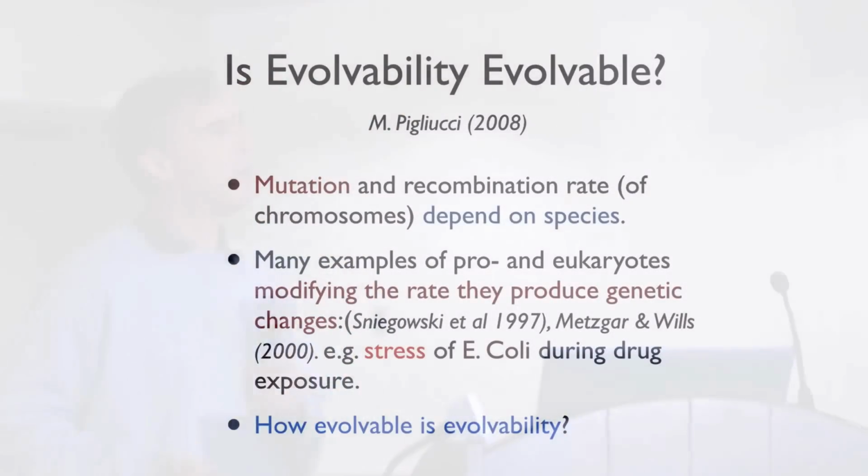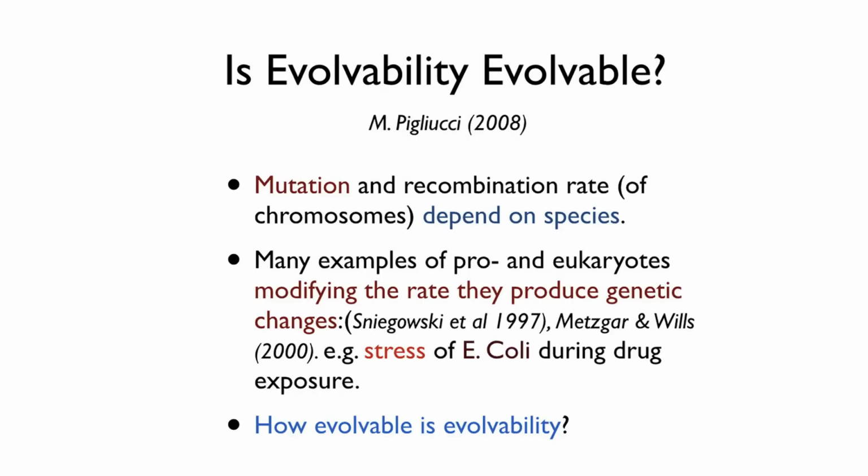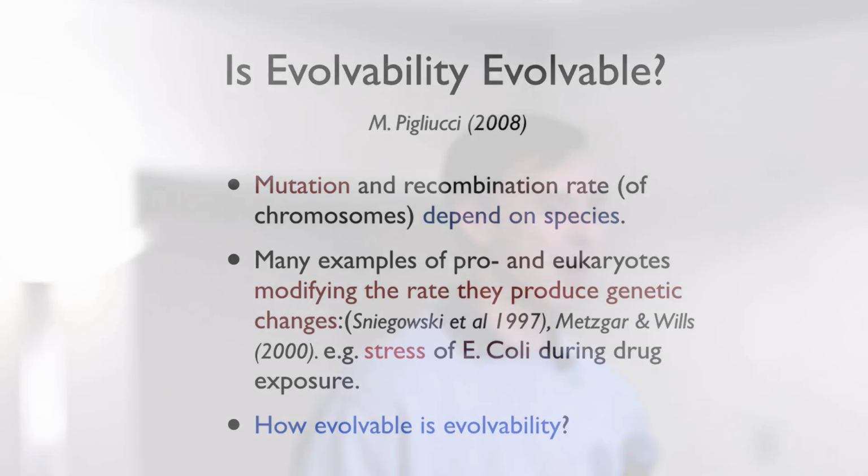So there are certainly a lot of examples of this kind of thing. But how far can you take this? How evolvable is evolvability, right? How far does it go? And how do you even think about this sort of question? Okay.